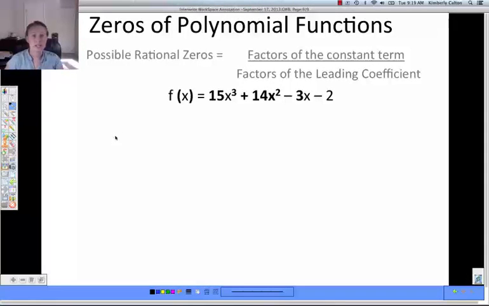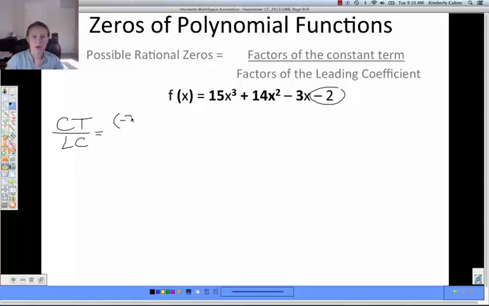We're going to do another example of how to find zeros of polynomial functions using a second example. So again, we want to start by finding the possible rational zeros. And to do that, we're going to take the constant term and divide it by the leading coefficient. Remember, we have to find the factors of both of those numbers. The constant term is the number on the end that does not have a value of x on it.